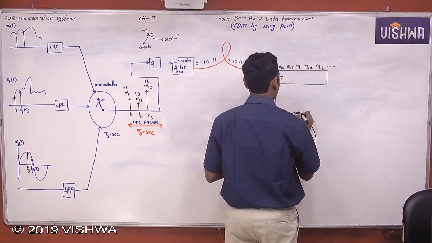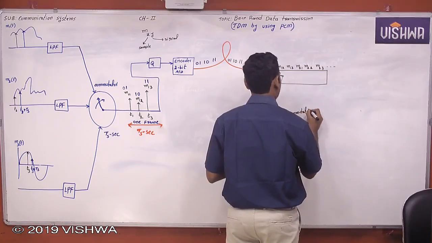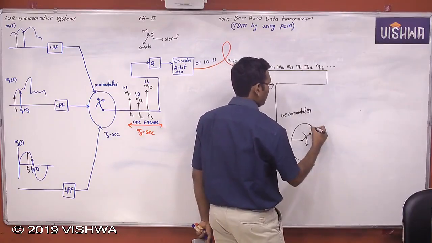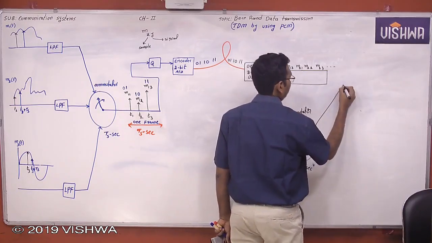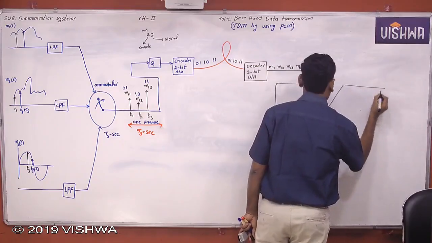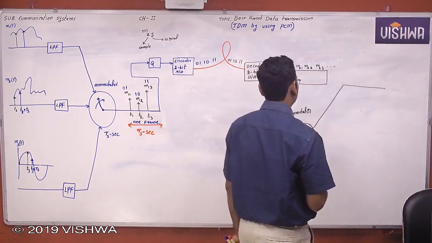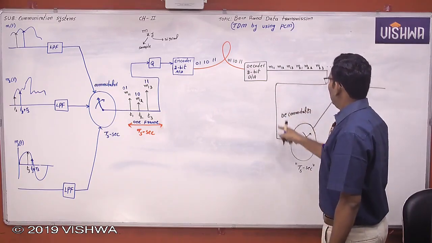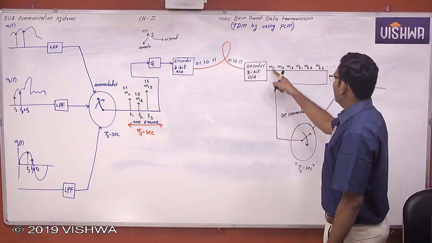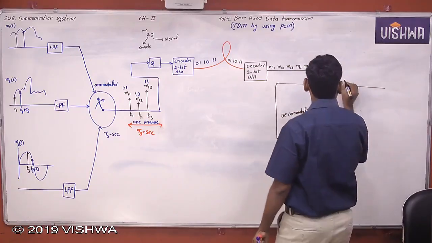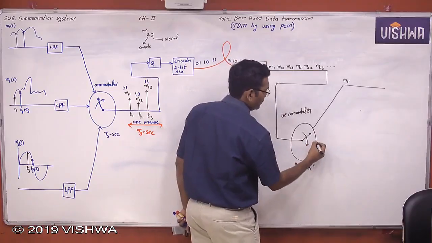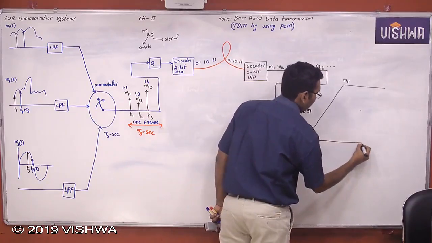Now how is the decommutator working? Exactly the same as the commutator. The time taken to complete one revolution of the decommutator is Ts seconds. At this particular interval of time, the first sample of the first message signal will be available here. Now the commutator switch is at this particular position.